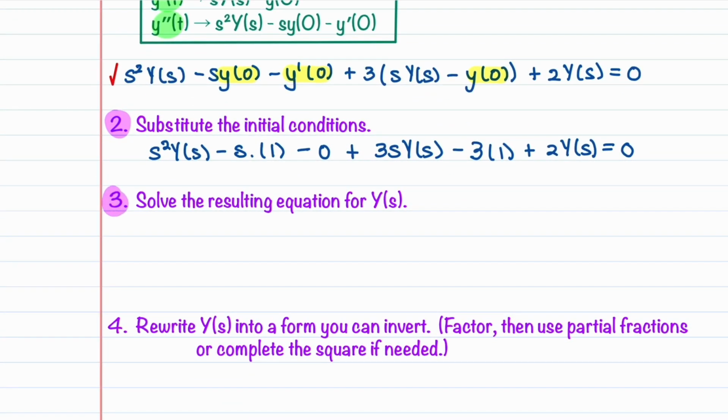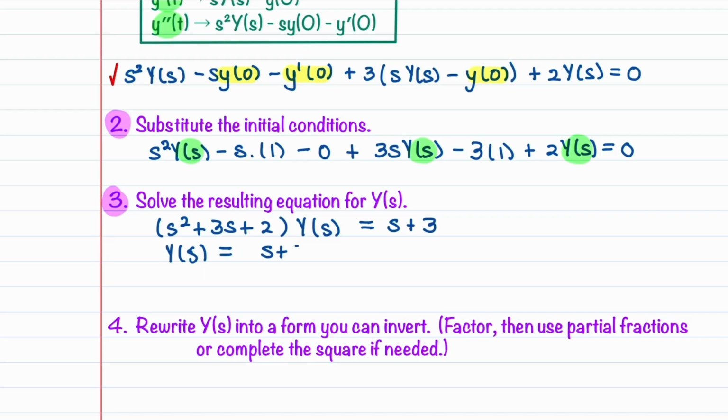In the next step, we have to solve the resulting equation, that's the equation that we just found in step 2, for Y of s. Here's Y of s, and we need to combine all three of these. This gives us s squared plus 3s plus 2 times Y of s. And then let's put everything else on the right-hand side, and that's going to be s plus 3. Now we can solve for Y of s. This is s plus 3, all divided by s squared plus 3s plus 2.